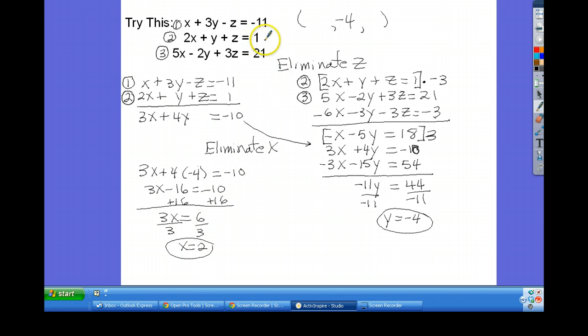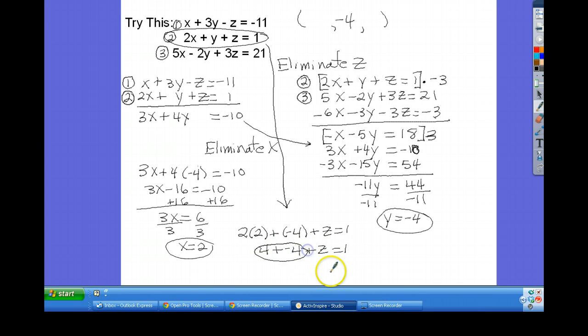And we need a 3 equation. Let's take this one down here and plug both of these variables into it. That middle one looks easy. You can pick any one of them though. Putting 2 in for x plus negative 4 in for y plus z equals 1. 2 plus negative 4 plus z equals 1. The 4 and the negative 4 cancel. We get z equals 1.